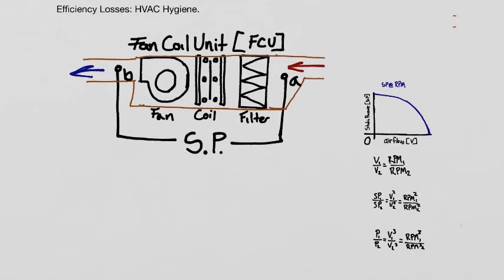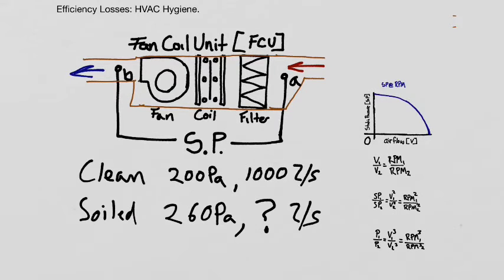A major component of the air conditioning system is the fan coil unit. The fan coil unit houses the fan and the heat exchange coil. For the purpose of this exercise, I've included the filter. We're going to consider the efficiency losses of a moderately soiled fan coil unit versus a clean fan coil unit.